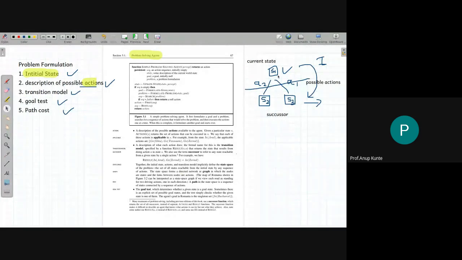Next thing that I require is I should always know, if I am in a particular state, what are the possible actions. So I should be able to list or find out the possible actions. And the next thing that I should be knowing is the transition model. So the transition model tells me how to generate the next generation or the successor states. So from the given state, how to generate the successor states, that is what the transition model defines.